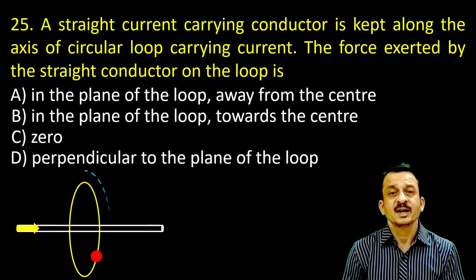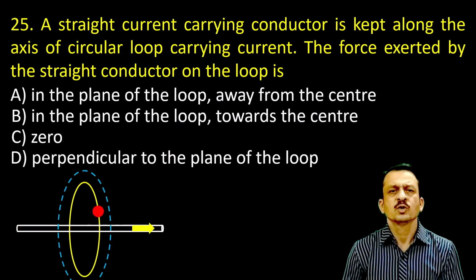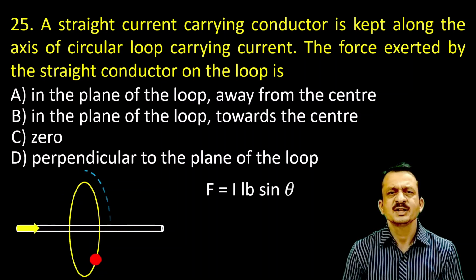current carrying straight conductor. Now here asked: force exerted by the straight conductor on the loop. Now what is the force on the loop we have to calculate. Now on the loop, the direction of the current and the direction of the magnetic field are parallel to each other, and hence theta is 0, sin theta is also 0. Therefore, the magnetic force is 0. Therefore, C is the right answer.